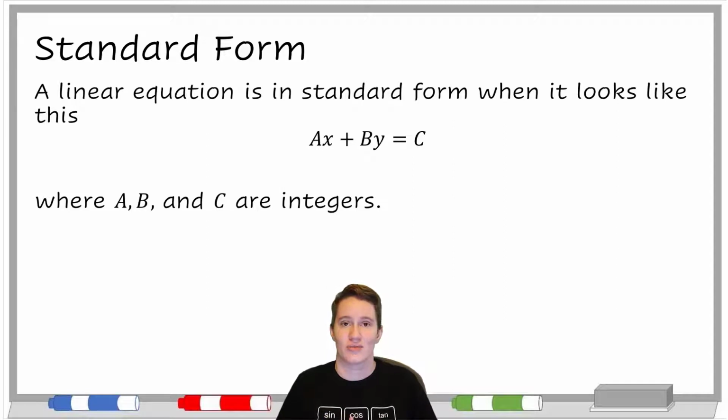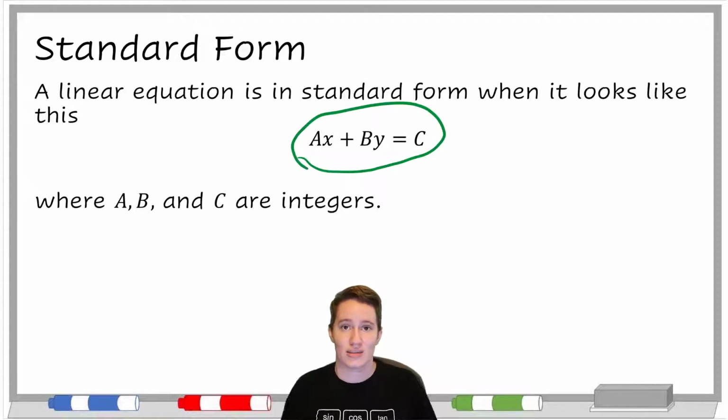This is what standard form is going to look like. This formula here in the middle, where we've got ax plus by equals c, that is standard form. Now that's all letters, and by the way, that's going to be a thing for us, to have formulas that are just all letters. It's got A, B, and C, which are capitalized letters. Those are going to be integers. They could be positive, they could be negative.